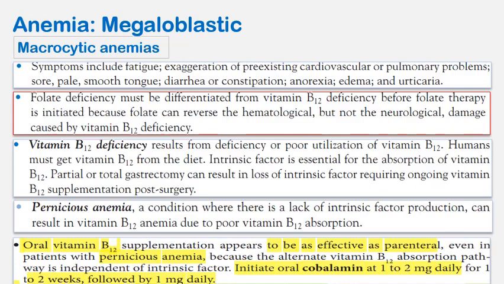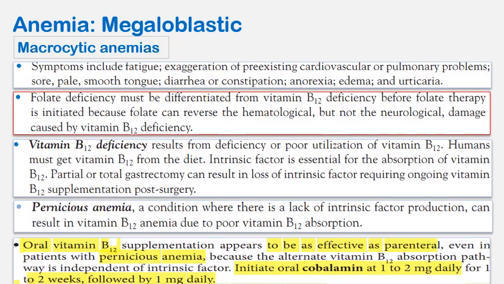So for treatment of macrocytic anemia induced by vitamin B12 deficiency, we should give a supplement of B12, either orally or parenterally. In case of oral, a larger dose should be given to overcome the consumption by the microflora. A larger dose of 1 to 2 milligrams daily could be given for about 2 weeks, and then followed by 1 milligram daily. An oral large dose of vitamin B12 supplement is as effective as parenteral.